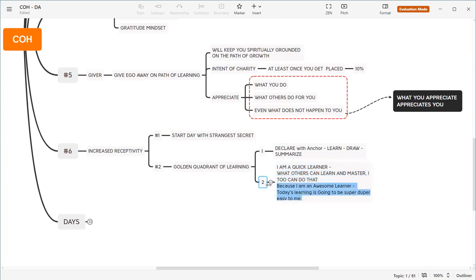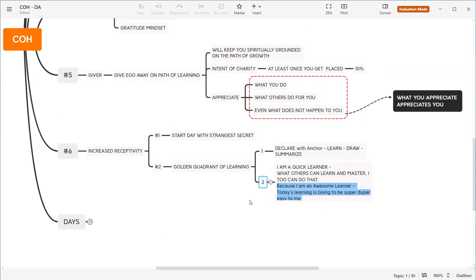1, 2, 3 and clap and repeat. Because I'm an awesome learner. Today's learning is going to be super duper easy to me. Yes, it is going to be, because you said so.